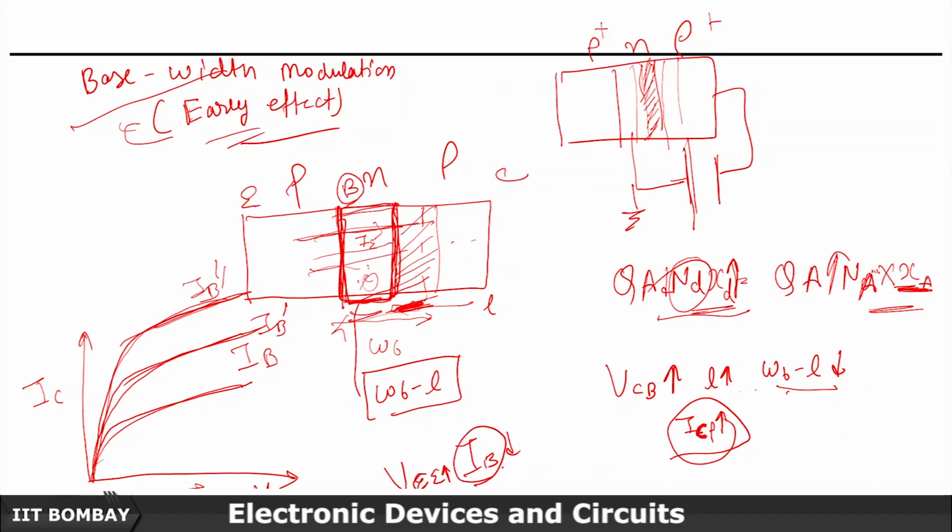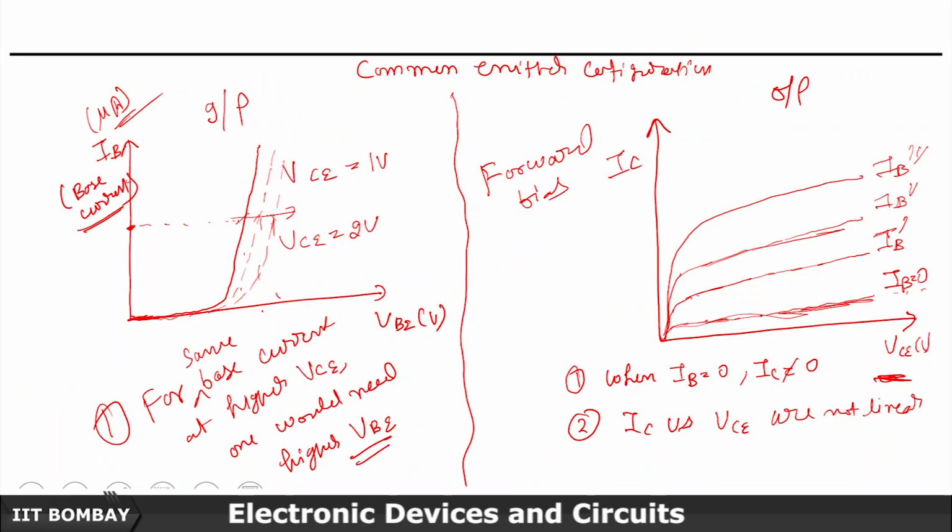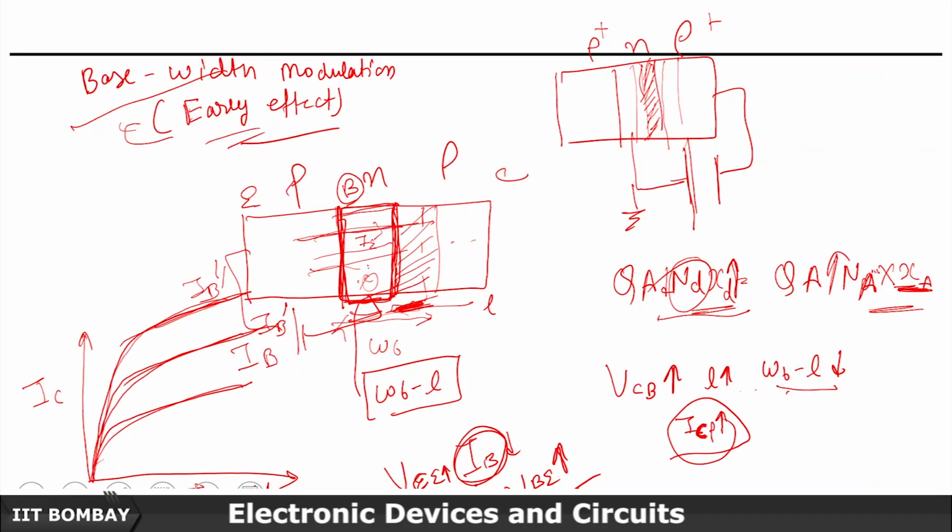So, in order to maintain the base current, we would need a higher VBE to compensate the effect, right. We would need more voltage to increase the base current. So, that is why you have these curves this way. I hope this base width modulation, or early effect, explains the whole dynamics of why these curves look like this. So, this should be taken into account while we discuss the IV characteristics of this common emitter configuration.